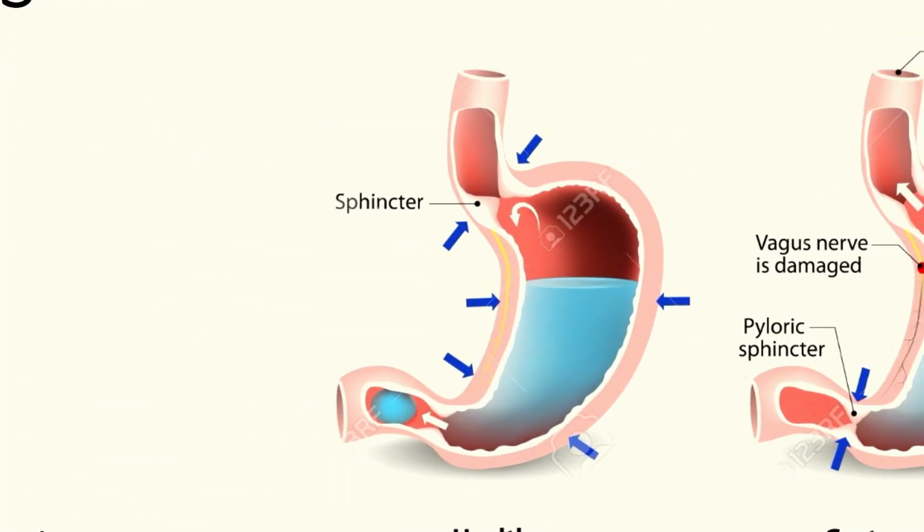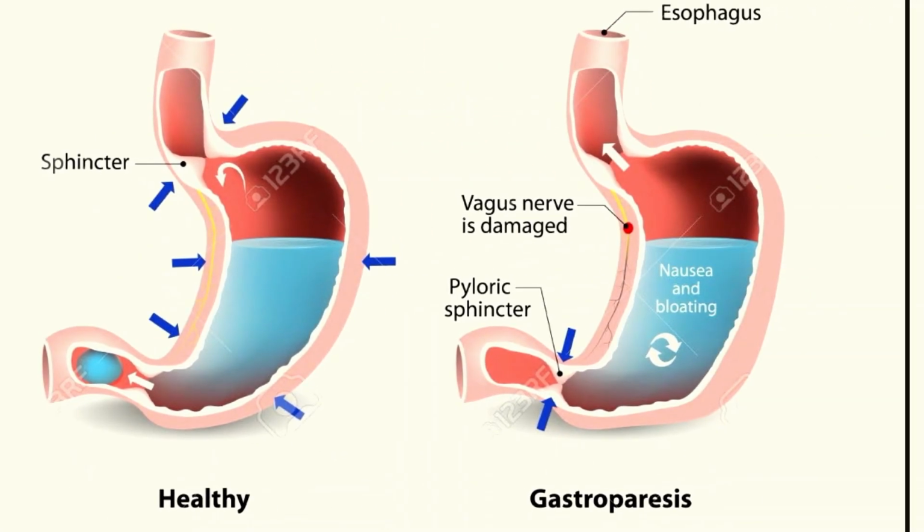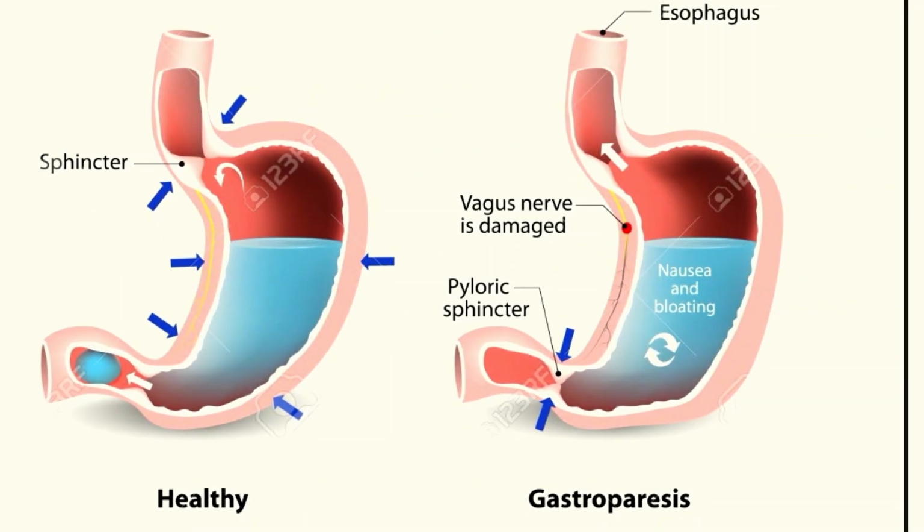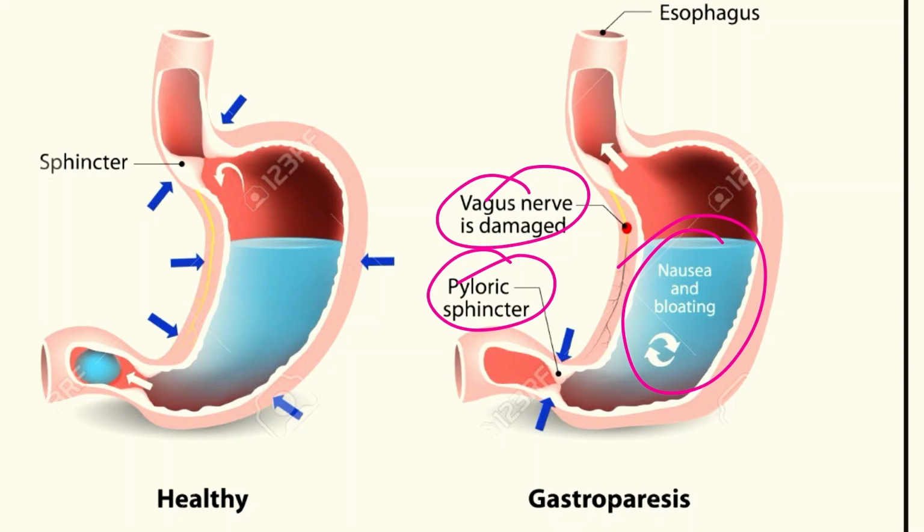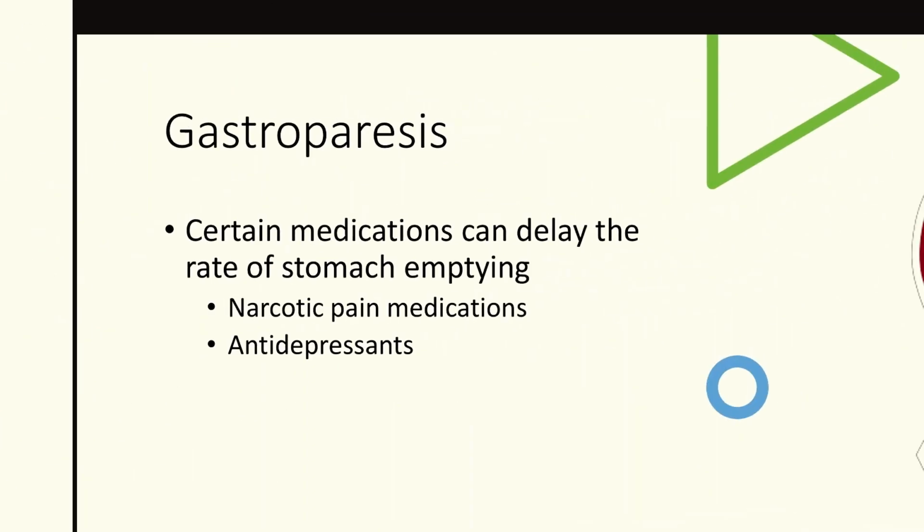And then here's looking at a healthy one, but in gastroparesis, the vagus nerve is damaged, the pyloric sphincter is very tight, you get some nausea and bloating, and the cycle will continue until you control their sugars. Certain medications can delay the rate of stomach emptying. Narcotic pain medications. People who are on daily doses of pain meds will have constipation. Why? It slows down gastric motility. Those narcotic pain meds slow down gastric motility.